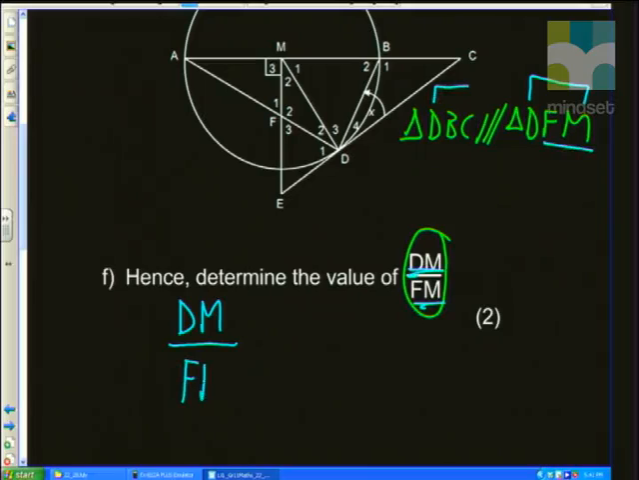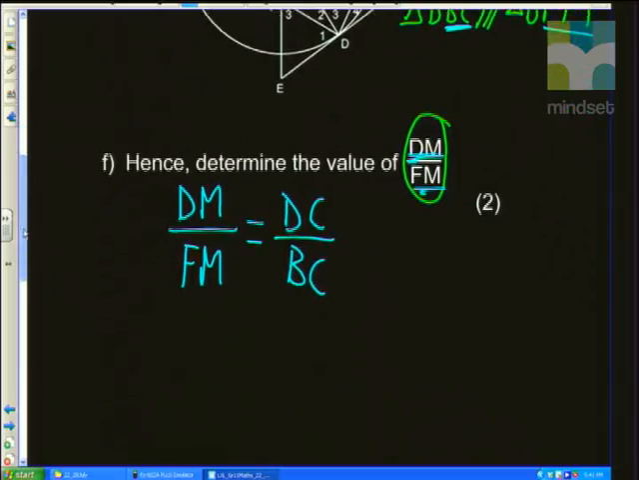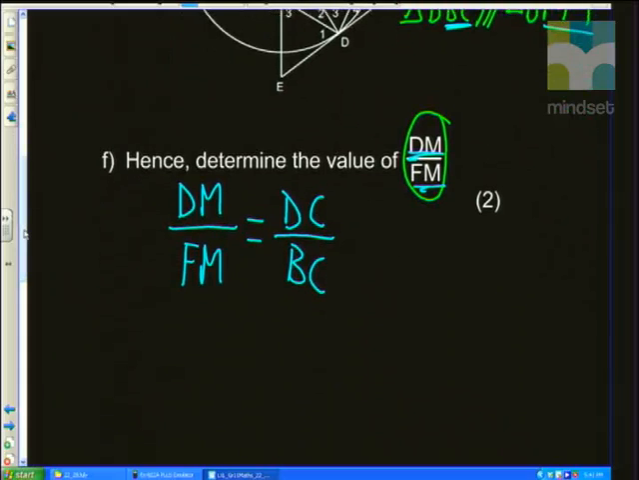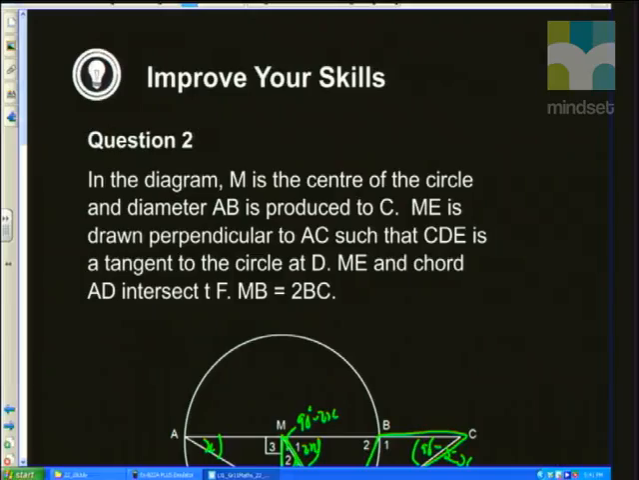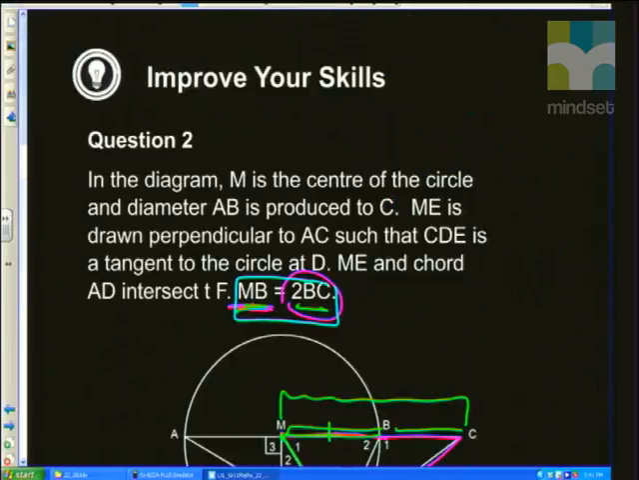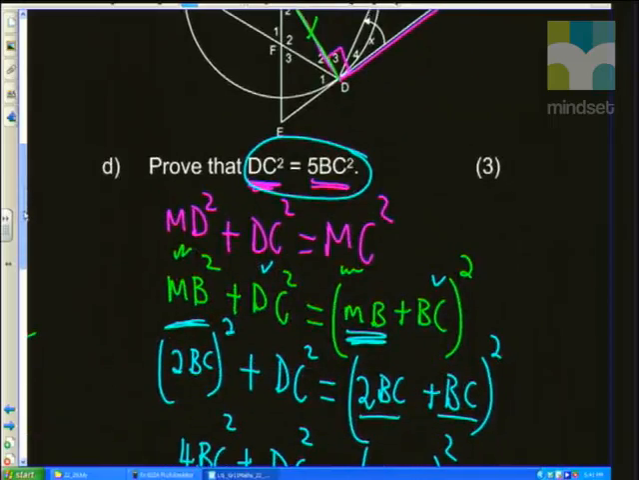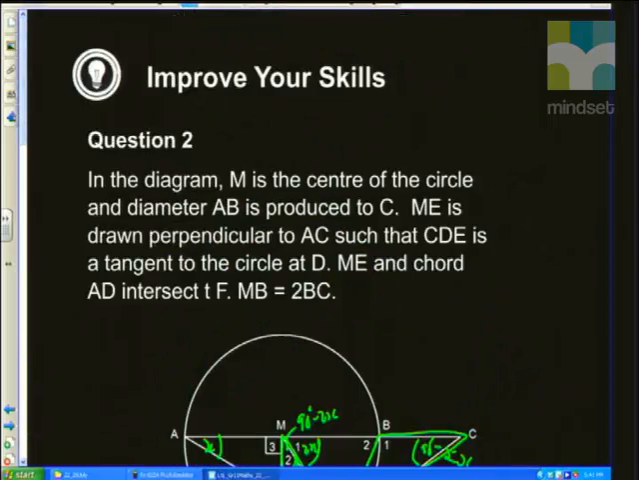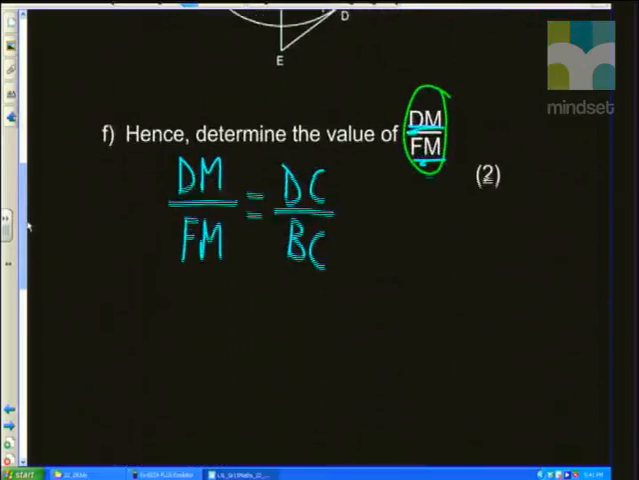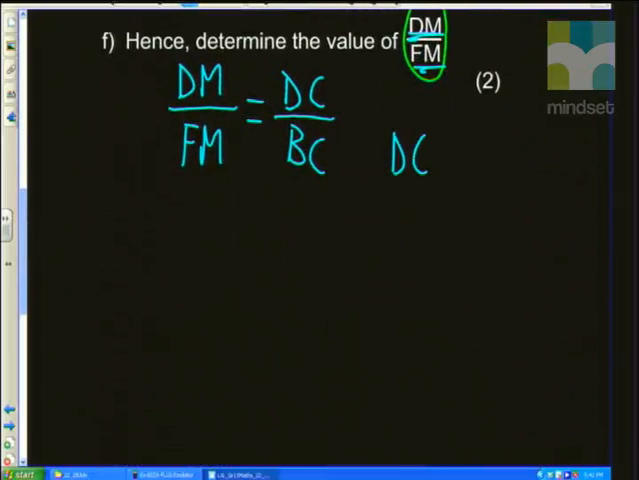Over FM will be equals to, now we said DC, so that will be DC. Now we're moving the way we were moving on this other triangle. And then FM, this is BC, divided by BC. Now we need to find the value of that. But earlier on, a previous question, they asked us to prove that DC squared is 5BC squared.